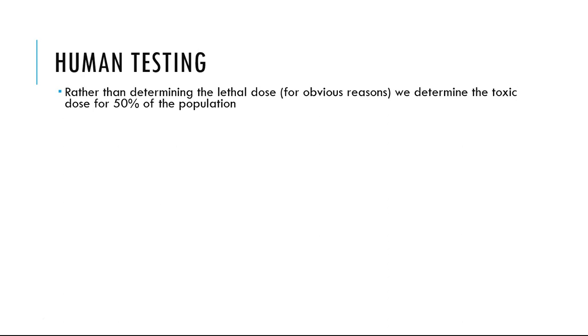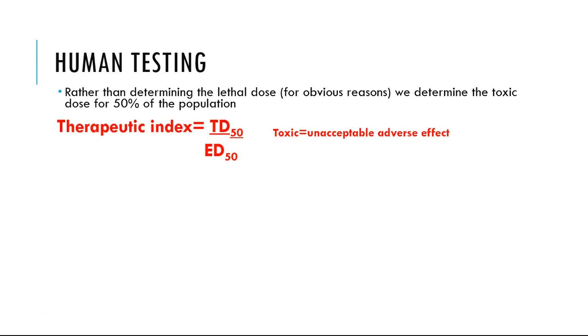Now, rather than determining the lethal dose for obvious ethical reasons, we would determine the toxic dose for 50% of the population. So the therapeutic index in humans would be the ratio of the toxic dose, TD50, to the ED50. And in this particular case, when we say toxic, we mean that it has an unacceptable adverse effect. What is unacceptable may depend on the pharmaceutical product and what it's meant to treat, right? If you're trying to treat something like cancer, certain adverse effects may be more acceptable than if you're trying to treat a headache.